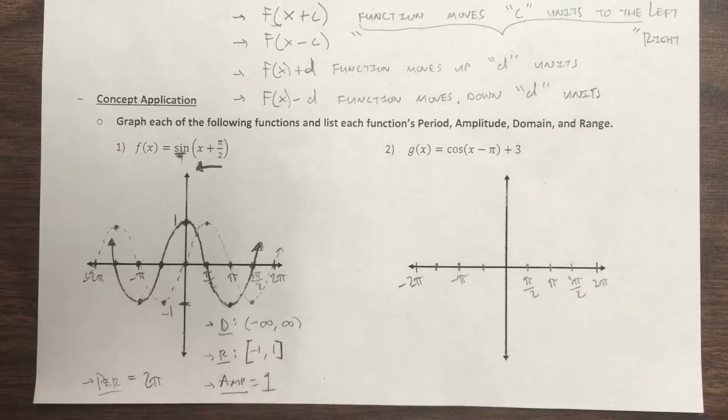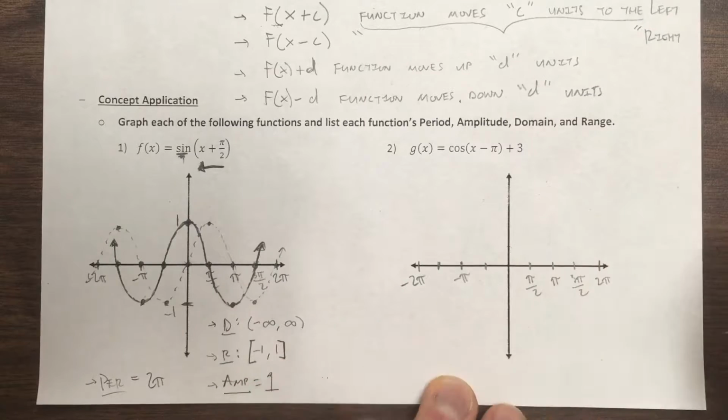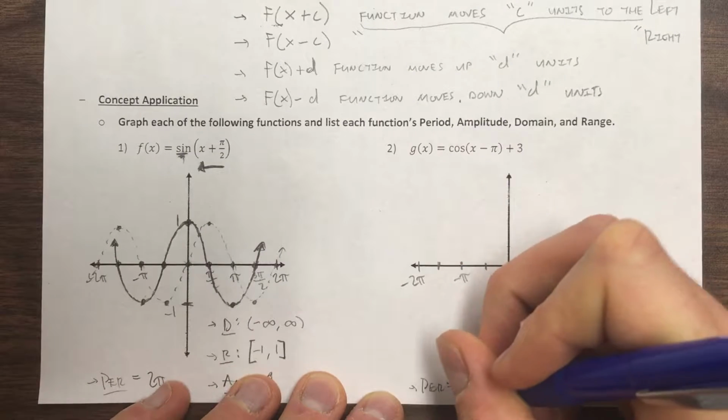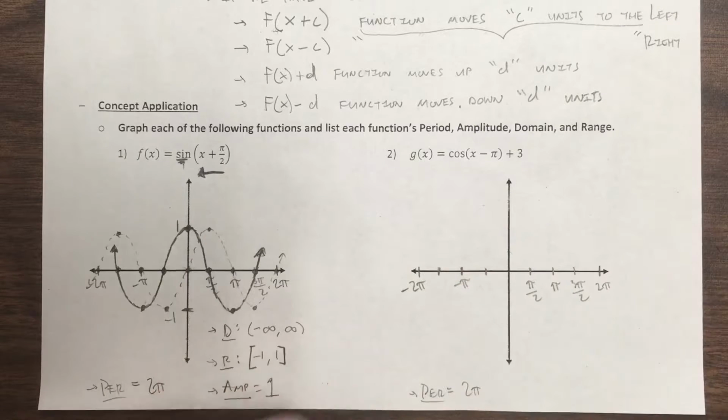And so I went ahead and scaled the x-axis similar to what we did here because we're still dealing with a parent function. The period hasn't changed. So the period here is 2. In fact, we can actually write down the period down here. That's going to stay as 2 pi. We haven't done anything to change the period yet.